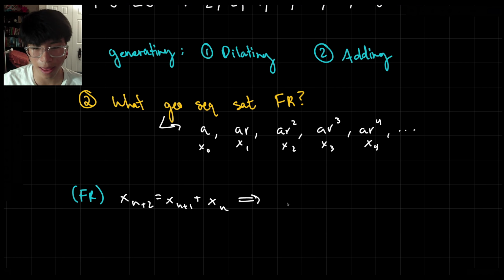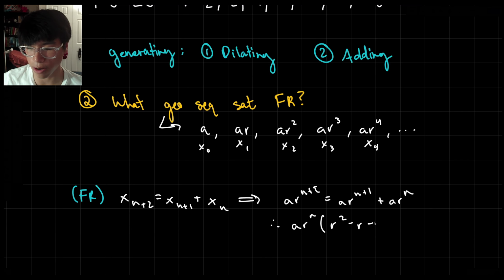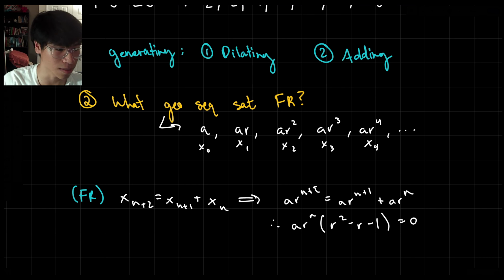This means that I'll have to make sure that ar to the n plus 2 is equal to ar to the n plus 1 plus ar to the nth. Factoring this further, we'll find that ar to the nth times r squared minus r minus 1 has to be equal to 0. I'm not interested in trivial sequences. If a is equal to 0, that means the entire sequence is just 0. If r is equal to 0, that means that everything except the first term might be just 0. I'm not interested in such trivial sequences.